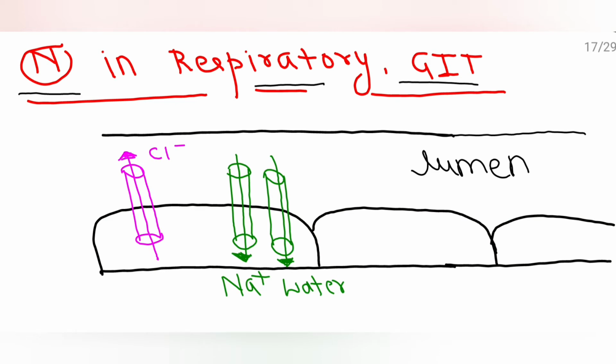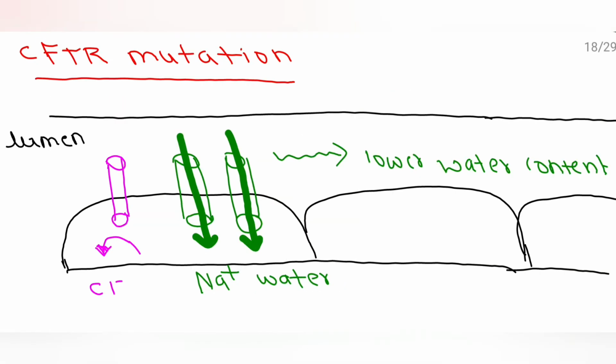Now the sweat gland story is over. What happens in the respiratory tract and GI tract normally? Normally chloride is secreted into the lumen in the respiratory tract and GI tract, whereas sodium and water are reabsorbed. Okay, this occurs normally. Now in CFTR mutation in the respiratory tract and GI tract, what happens? The function of the chloride channel is lost, so there is decrease or loss of chloride secretion. So chloride is almost reabsorbed.